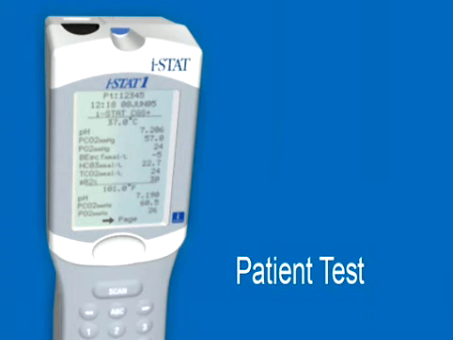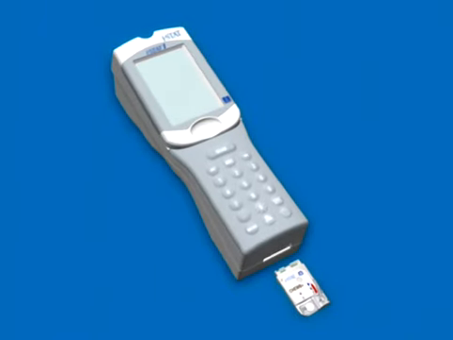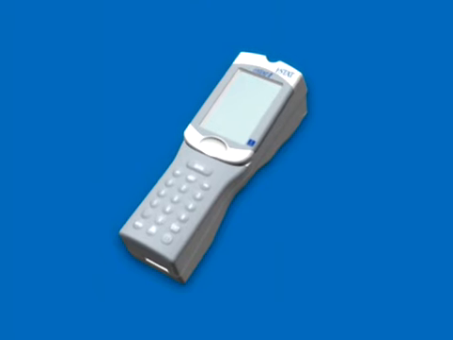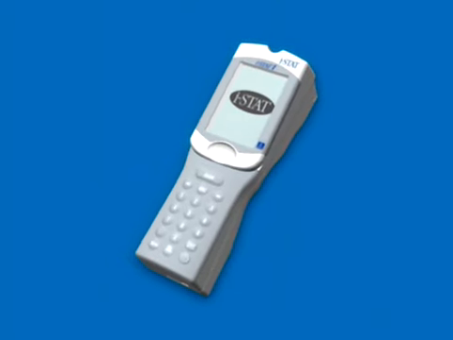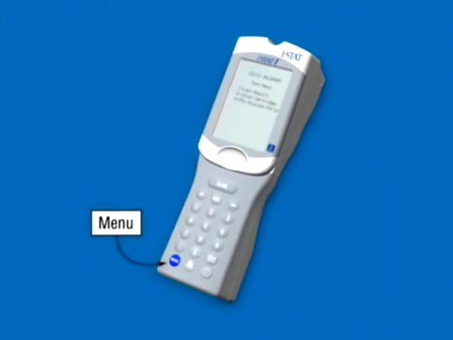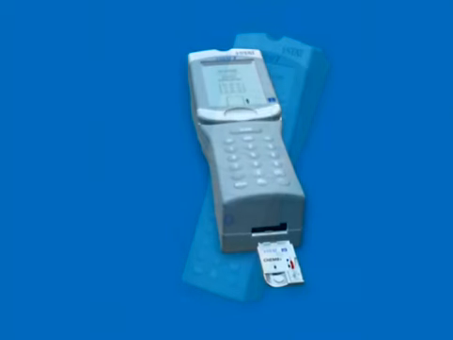Patient test. Begin by filling a cartridge as directed by this training program. Press the on-off key to turn the analyzer on. If the analyzer is already on, press the menu key until you reach the test menu. Press 2 to select the iSTAT cartridge.